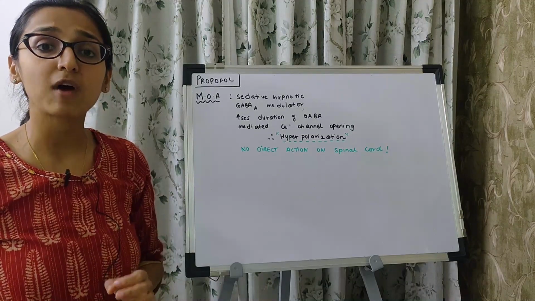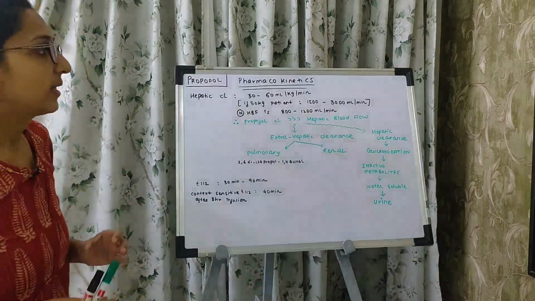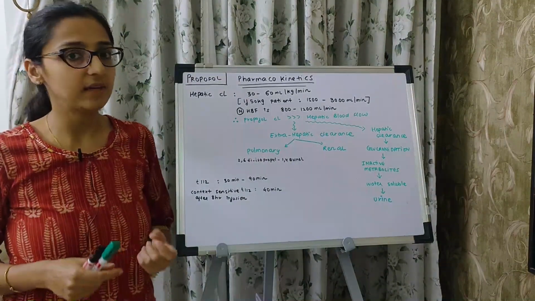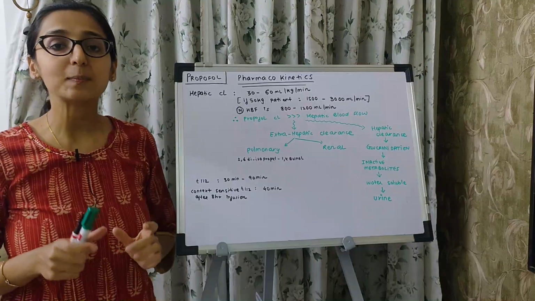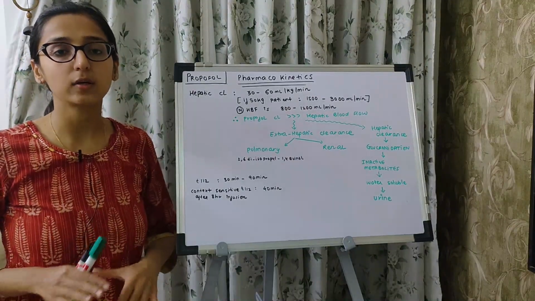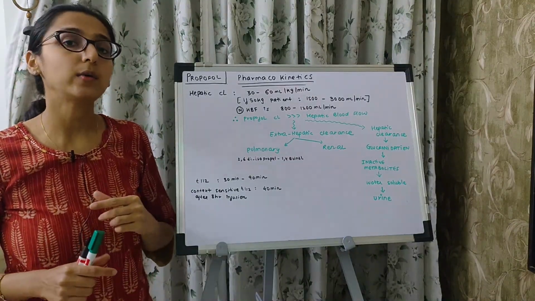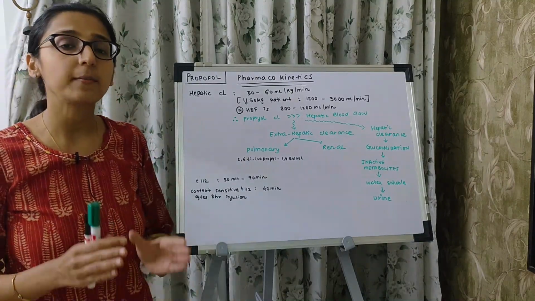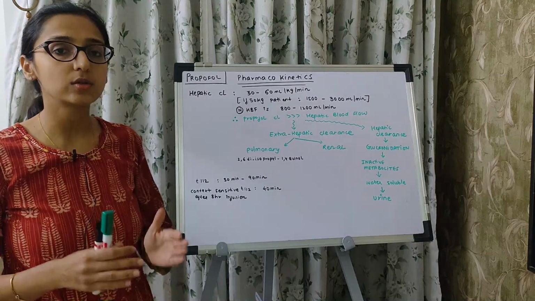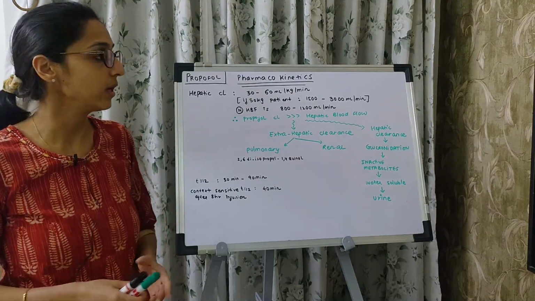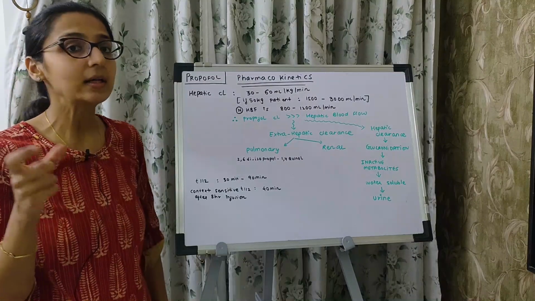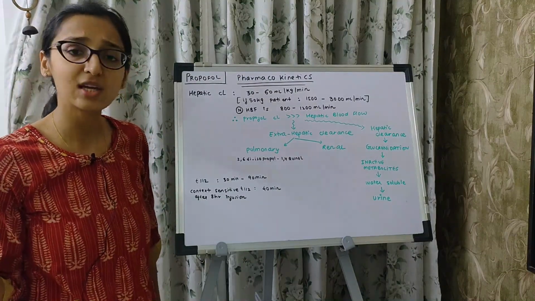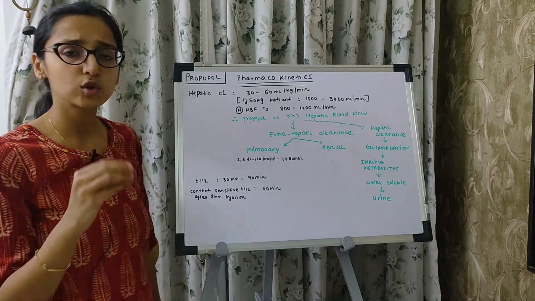Now we shall understand the pharmacokinetics of propofol. It's again a very simple topic. Propofol is primarily cleared from the blood through hepatic metabolization. So its primary route of elimination is via hepatic clearance. What is the hepatic clearance of propofol? It is 30 to 60 ml per kg per minute. Okay, so let's take an example.